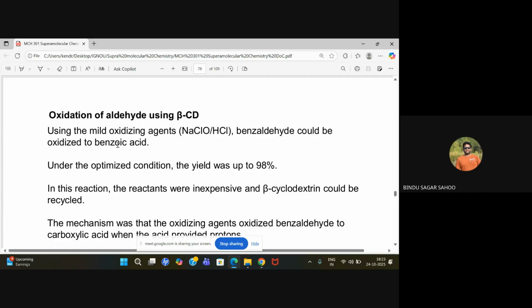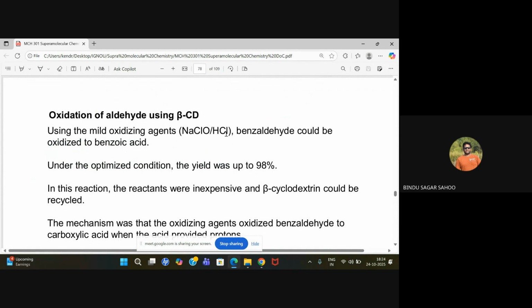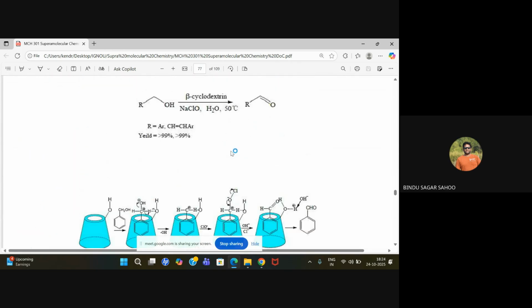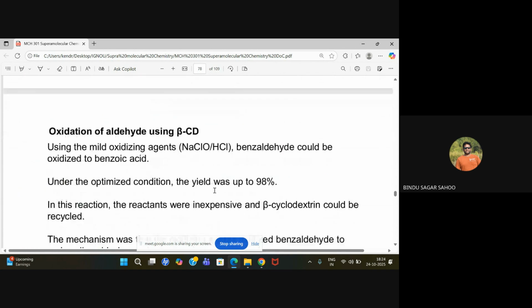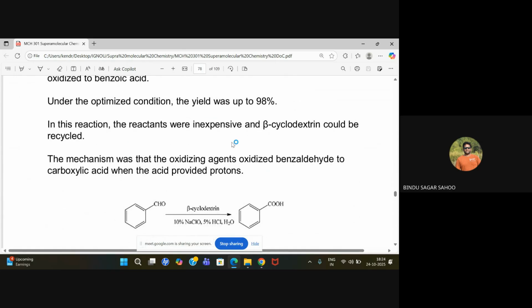So you can see here, these are the mild oxidizing agents, NaClO and HCl, and the benzaldehyde could oxidize to benzoic acid. If you use a stronger oxidizing agent, then this aldehyde can also get converted to carboxylic acid, or here this benzaldehyde can also get converted to benzoic acid. So under the optimized condition, the yield is up to 98%. In these reactions, the reactants are inexpensive, and beta cyclodextrin is also inexpensive and can be recycled. That's why it is treated as a catalyst.